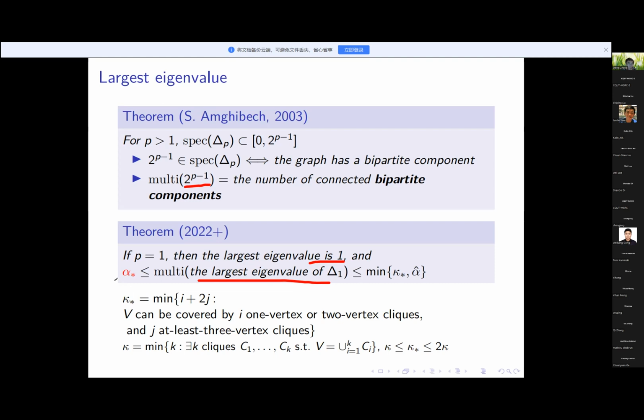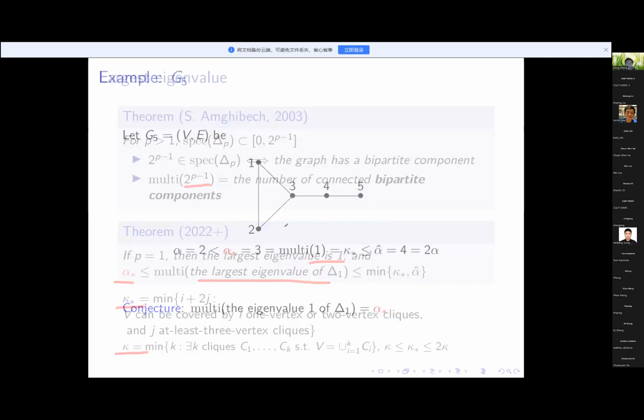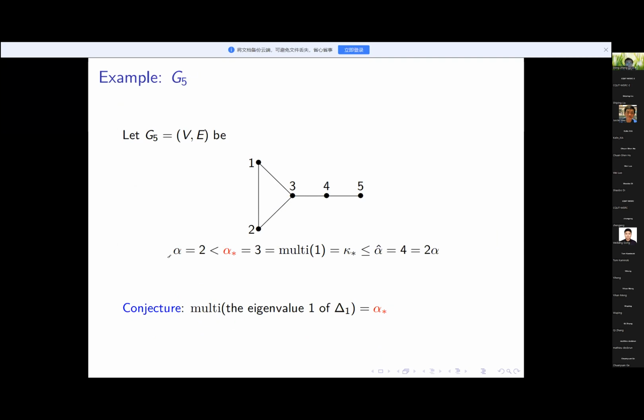The lower bound is again alpha star, and the upper bound is the minimum of k star and alpha hat. Here k star is a relaxation of the Euler clique halving number. I won't go into detail. I just want to show you an example. Let G5 be this graph on 5 vertices, and you can check that its independence number alpha is 2, and it realizes the independence number alpha star as 3.